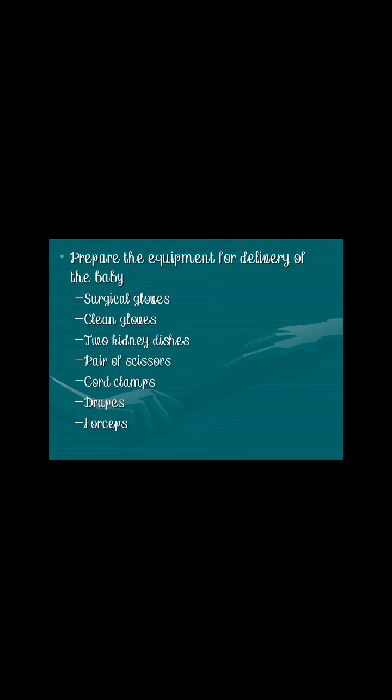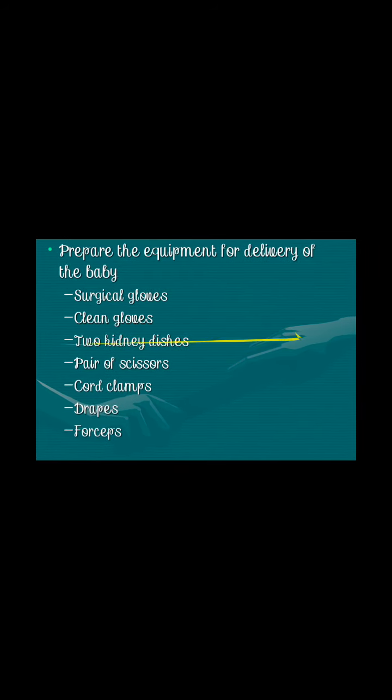Two kidney dishes, hizi ni dishes ambazo first dish itatumika kupokelea placenta, nyingine itakuwa ina carry vifaa. Pair of scissors, mkasi wa kukatia kitovu. Lakini pia cord clamp, lazima uwe na kitu cha kufungia kitovu baada ya mtoto kuzaliwa. Drapes, sterile drapes, kwa mfano mama lazima ajifungulie kwenye drapes ambazo ni sterile, ili kuprevent infection.